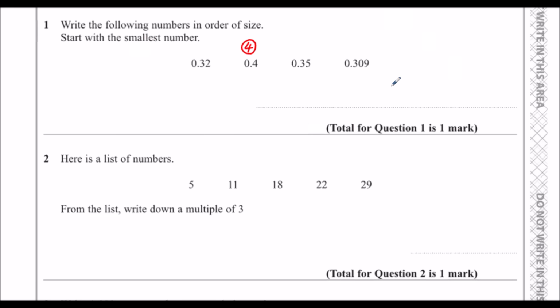These other three numbers have got 3 in the tenths, so we'll move on to the hundredths. We've got 2, 5, and 0. So the smallest number is the one with a 0. That's going to go first. Then 2 is less than 5, so 0.32 will go second, and then we'll have our 0.35. So from the smallest to the largest: 0.309, 0.32, 0.35, and 0.4.